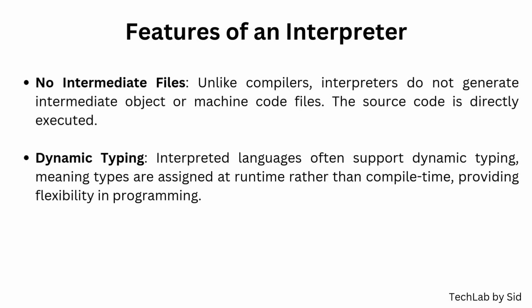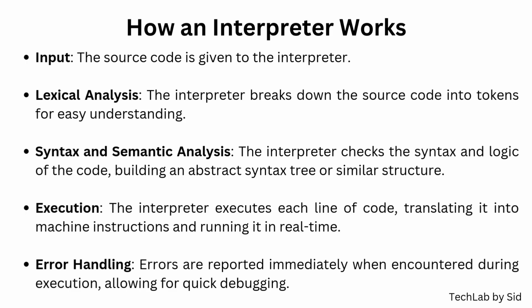No intermediate files. Unlike compilers, interpreters do not generate intermediate object or machine code files. The source code is directly executed. Dynamic typing. Interpreted languages often support dynamic typing, meaning types are assigned at runtime rather than compile time, providing flexibility in programming.